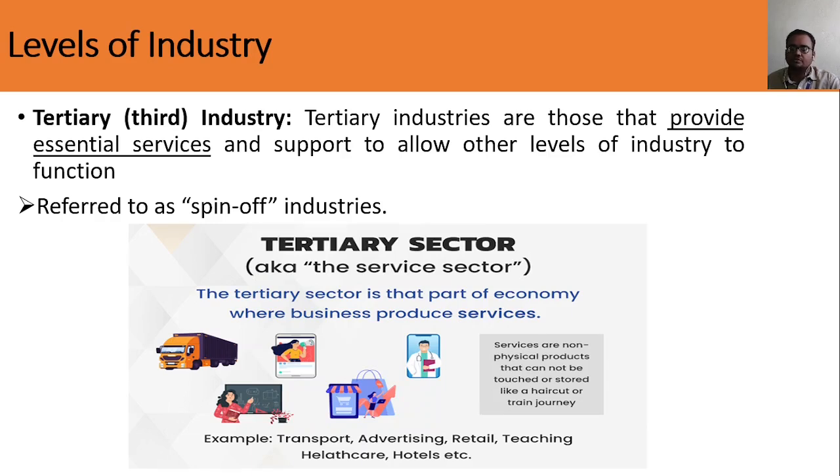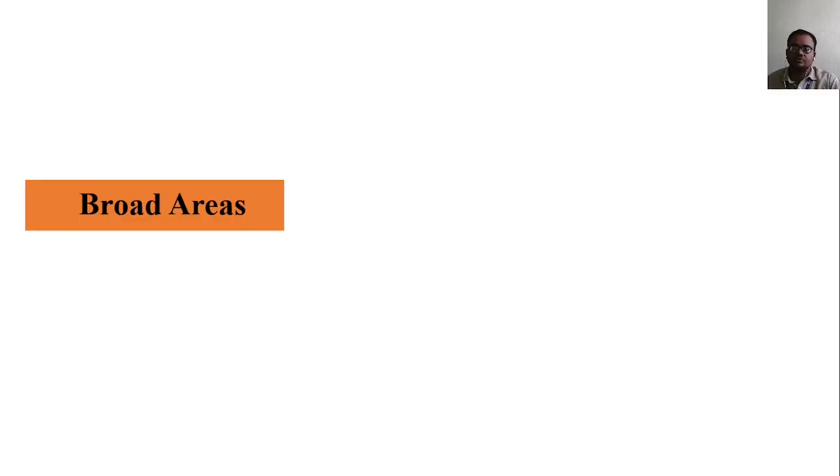Here are a few tertiary industries or tertiary sectors which have been supporting all the primary and secondary industries. Few examples being the transportation industries, advertising, the retail industries, education institutions which come under teaching, healthcare, hotels, restaurants, all those services which are non-physical products which cannot be consumed or touched directly, but can be utilized, through which you will be able to achieve the services of the primary and secondary industry.